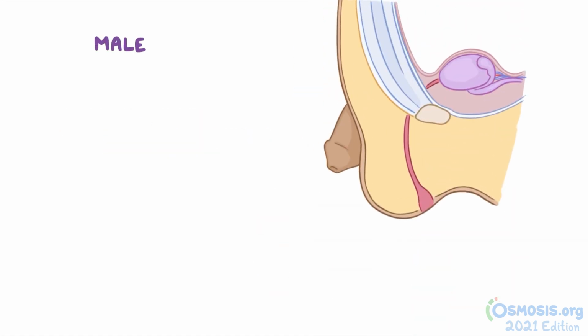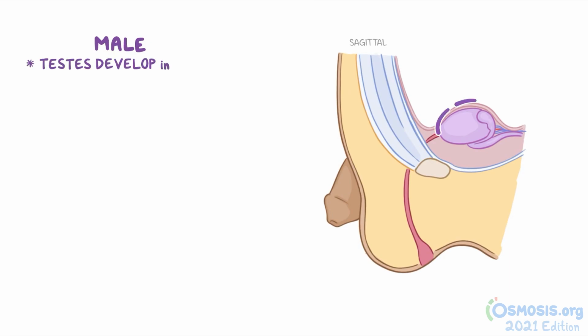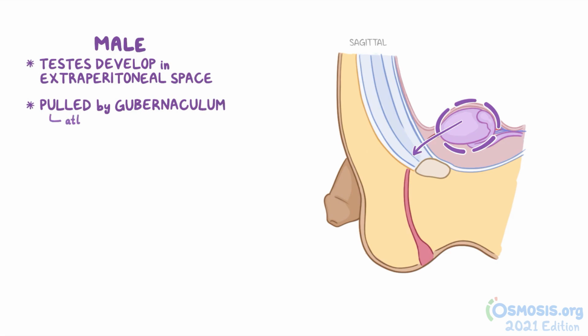In genetically male individuals, the testes begin to develop in the extraperitoneal space of the posterior abdominal wall, and within the first few months, each testis descends into the pelvis, pulled by a structure called the gubernaculum, which attaches to the anterolateral abdominal wall and later to the developing scrotum.